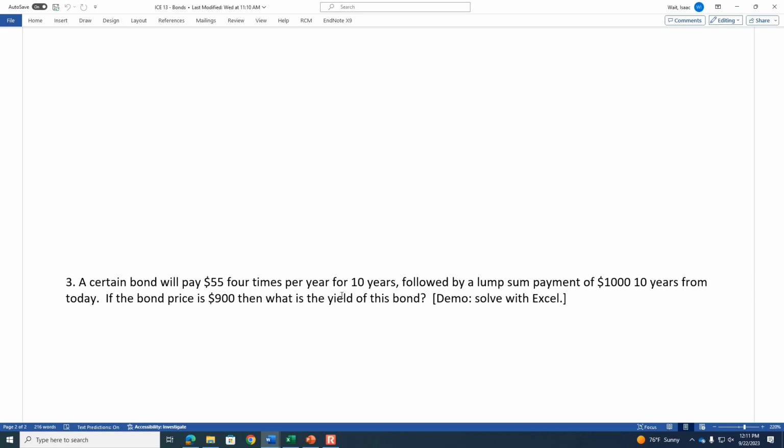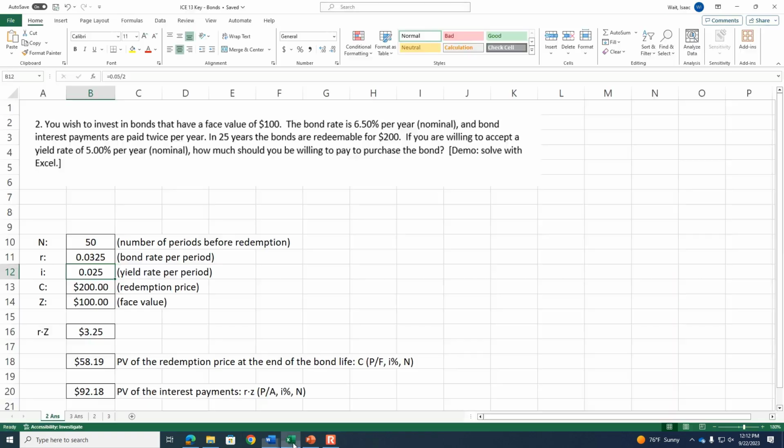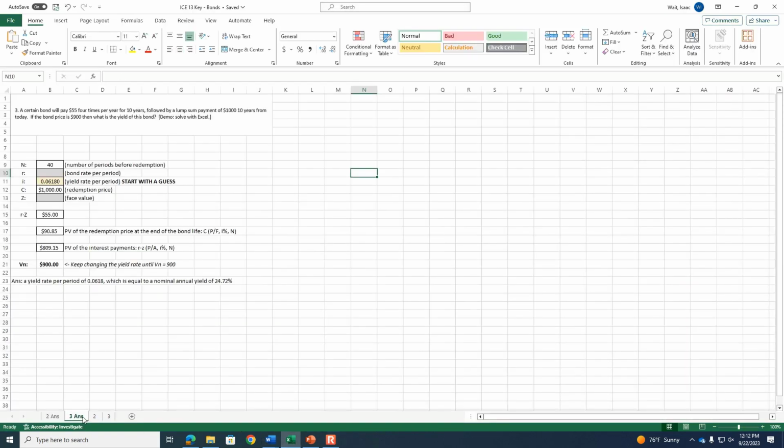Well, that's the interest that you get every time they pay you interest. So it wasn't expressed in terms of a percentage, and they didn't define the face value of the bond, but what we do know is that every time interest is getting paid, meaning 4 times per year, $55 is being paid. So R times Z is, by definition, your interest payment. So that's enough. That's actually all we need to solve this problem. So let me show you how we could set this up in Excel and solve for the yield of the bond. Any questions before we move forward?